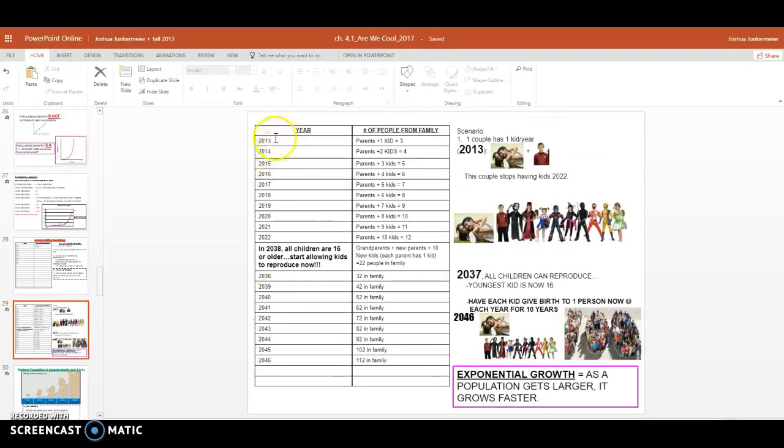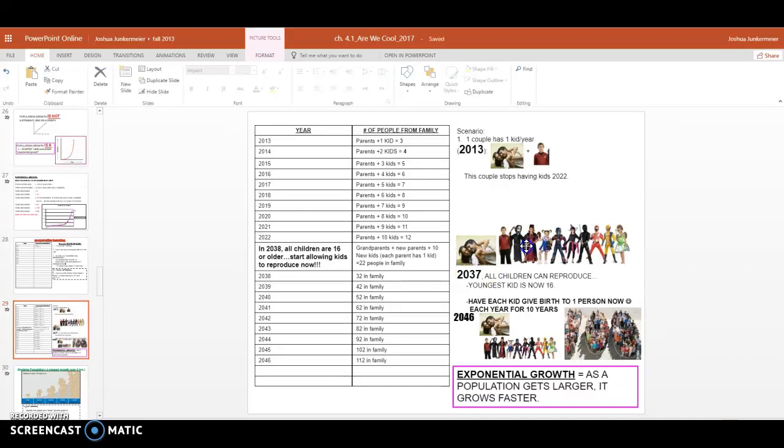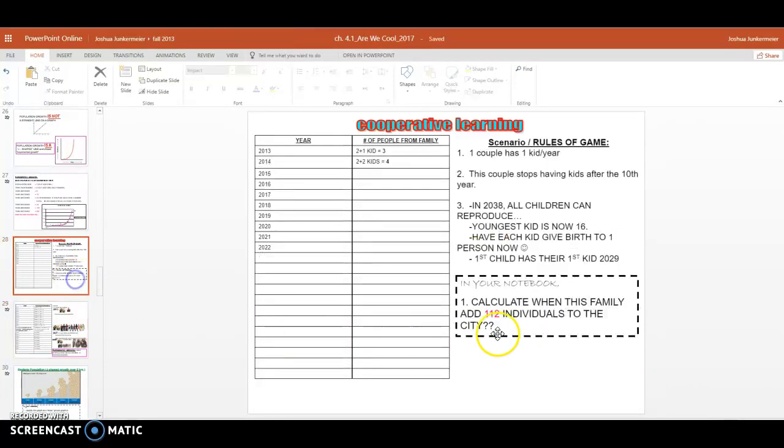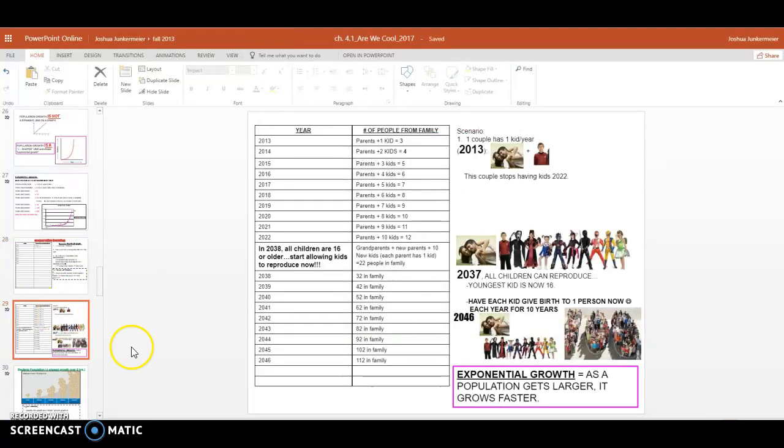If we started in 2013, you can see it all starts with 1 couple and they have 1 kid. By 2037, you can see it would look just like this. It would be the original couple, plus by 2037, they'd have their 10 kids, and all of their kids are now 16. By 2046, this population would reach that goal of 112. You can see over time, the population grows faster and faster.